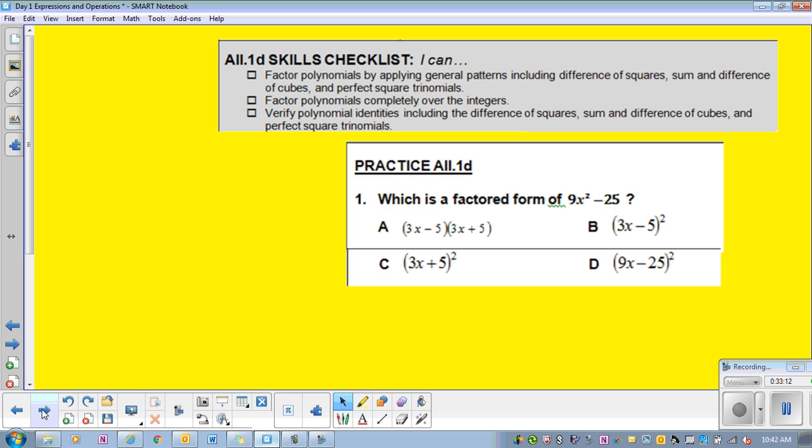All right, so 2 sections down, right? The third one is all factoring. Let's look at factoring. Which is a factor form of 9x squared minus 25? Guys, what is the factoring method to use here?